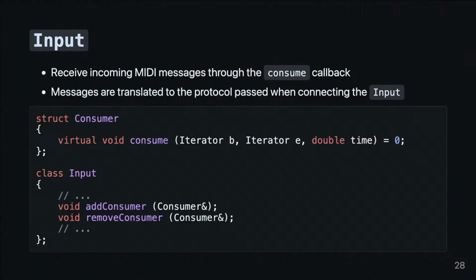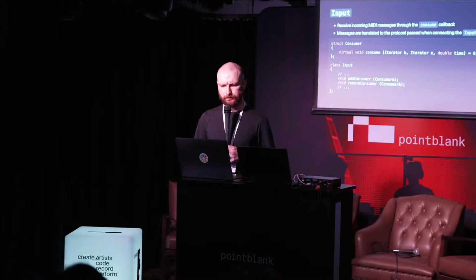Now we're going to talk about the differences. So to actually get MIDI info out of an input, again, we're going to just attach a listener callback. So we say add consumer, and then our consumer function will receive a range of messages in UMP format. And as I mentioned earlier, all of the messages that you receive through this consume callback are going to be in the protocol that you requested when you opened the connection.